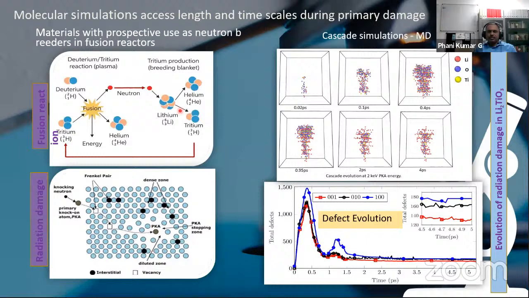So we conduct a large number of molecular dynamic simulations to understand how atoms moving in a simulation will actually hit or collide with other atoms and generate a large number of point defects. See, the bottom right plot essentially tells you how various point defects in a material have evolved with time over a period of about 5 picoseconds. It is this sort of information that is useful in order to predict how these defects will accumulate over longer time scales and then affect the material. Can you please go on to the next slide?